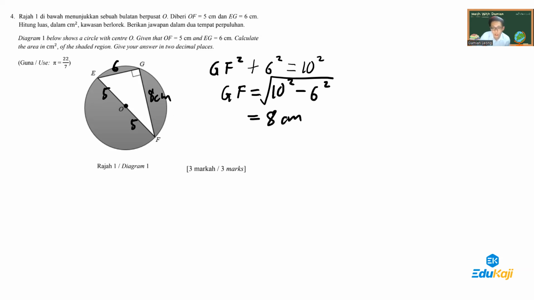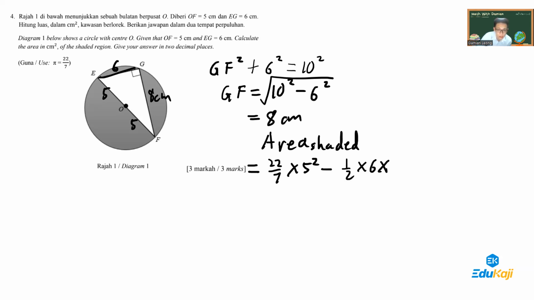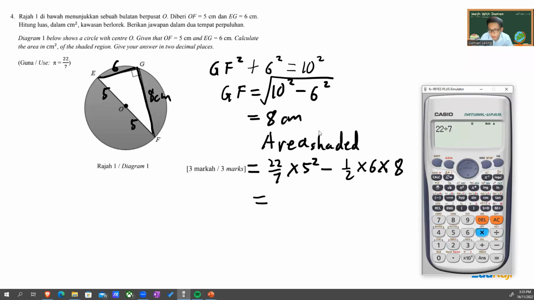Then the area of the shaded region is just the area of the whole circle minus the area of the triangle. The area of the circle is pi r square, 22 over 7 times radius square, radius is 5, minus area of the triangle, half times base times height. Base and height must be 90 degrees to each other, so it's the 6 and the 8. So 22 over 7 times 5 square minus half times 6 times 8.